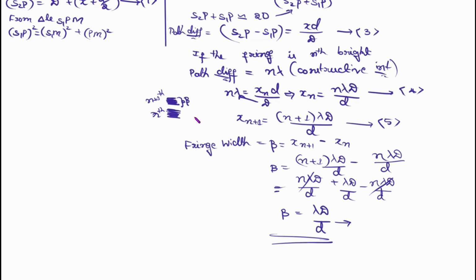Next, the fringe that comes after the nth fringe is the (n+1)th fringe. So calculate x_(n+1): in place of n, just put n plus 1. Next, if you subtract these two, you will get the fringe width or the distance between the two fringes, that is lambda d divided by d. They ask this for 5 marks.